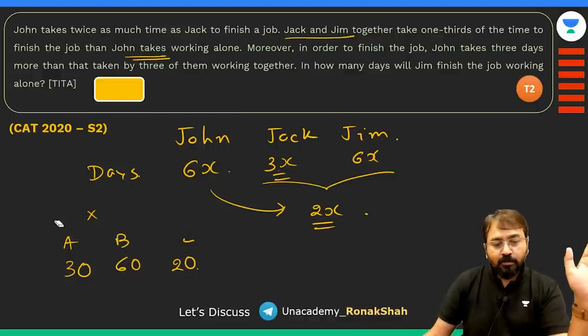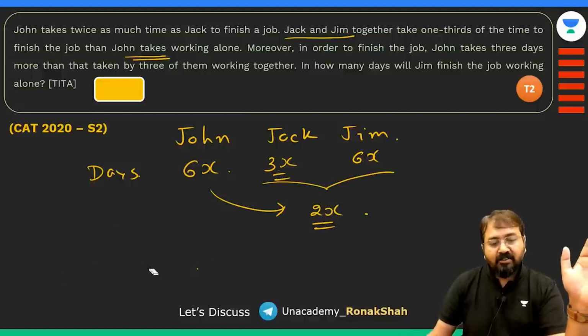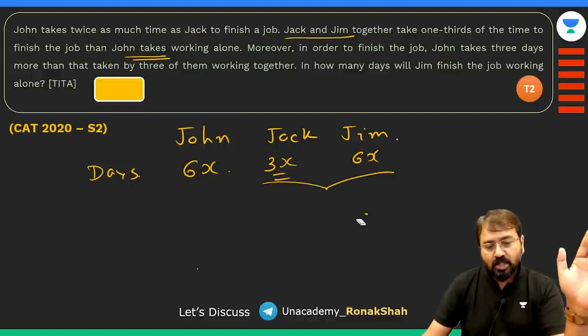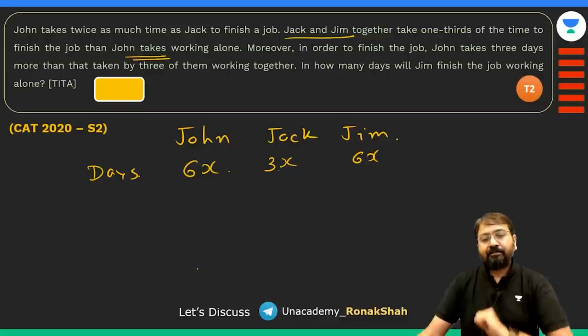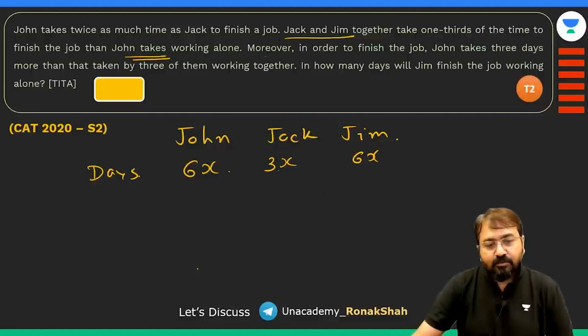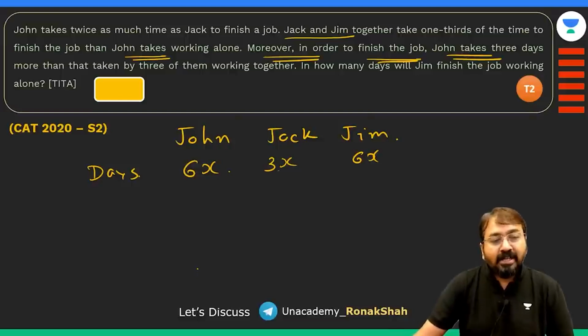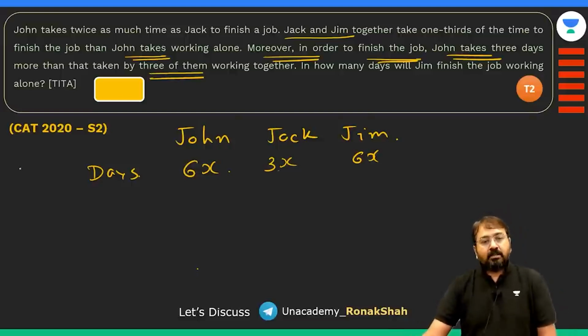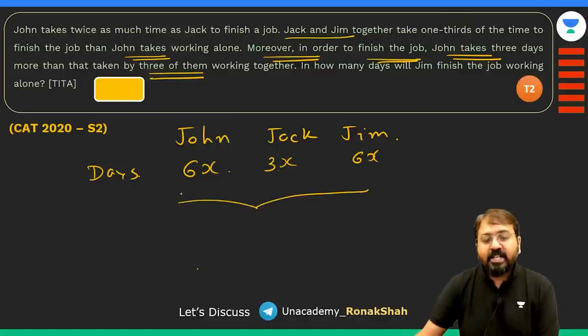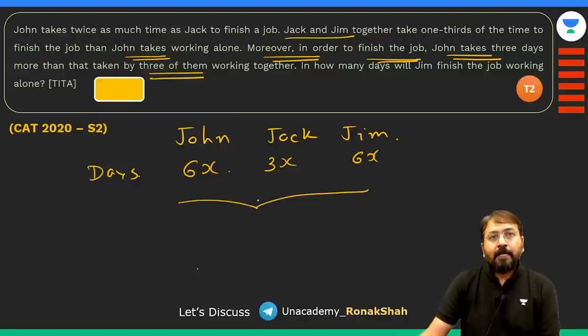Okay, so I really hope you have understood this part. How have I got these values? Now we have their individual days, right? Now let's understand what further information is given. Moreover, in order to finish the job, John takes 3 days more than that taken by the 3 of them working together. Now, can you tell me in how many days will the 3 of them complete the work? Don't apply any formulae. There is a special approach because the numbers are unique.